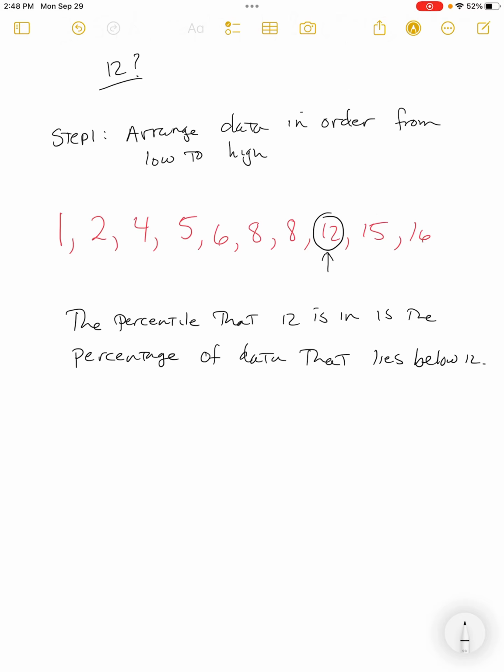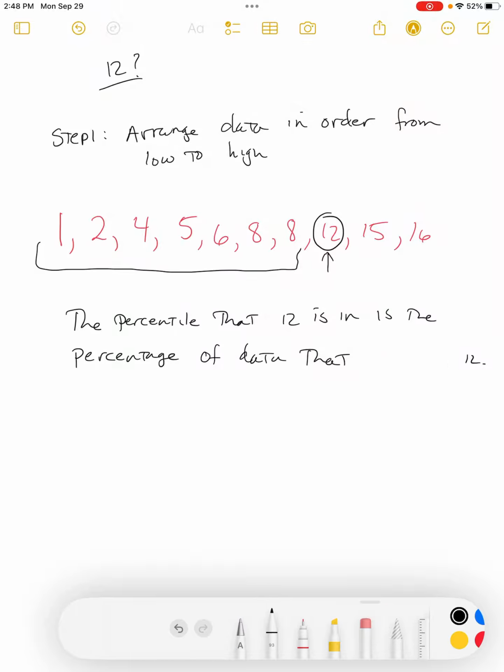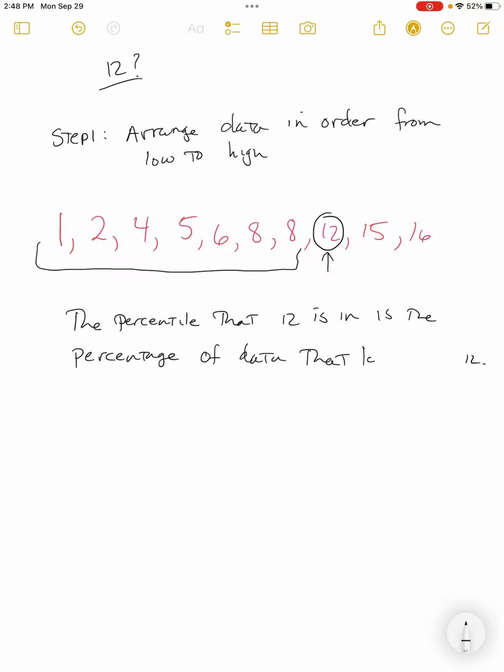No problem. Let's count the values that lie below 12. These values that I'm putting a box around all lie below 12. 12 does not lie below itself, so you're truly counting things that are less than it. In fact, let me get rid of the "lies below" wording and put "less than 12." That's better for us.